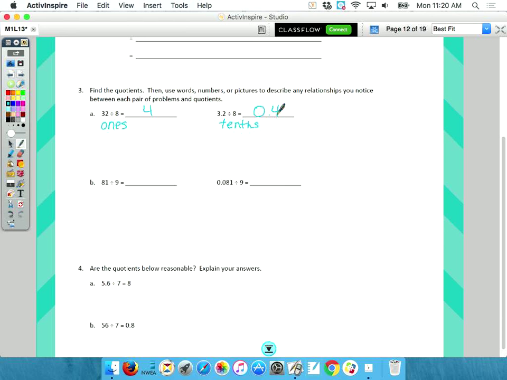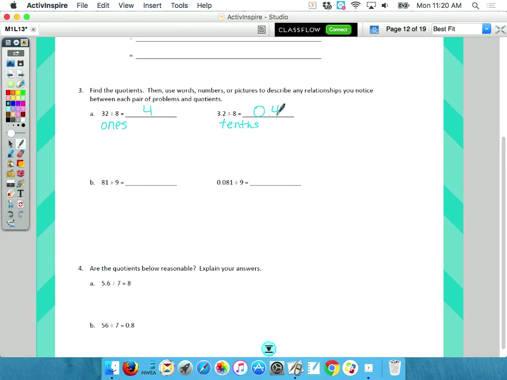So how much larger is this answer than this answer? I'm just curious. 10. It's 10 times larger. How do you know it was 10 times larger? Because that was in one place value smaller. That's right. One place value to the left means times 10. 10 times. Okay, same thing here.